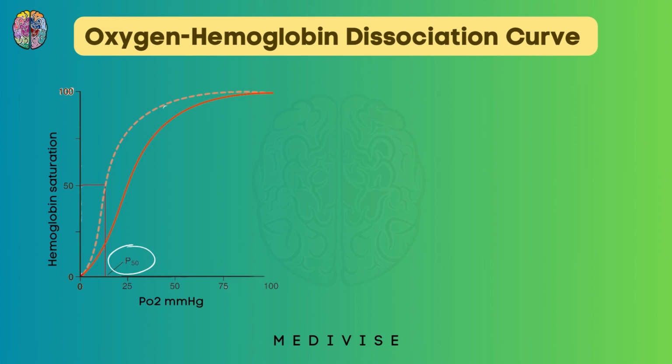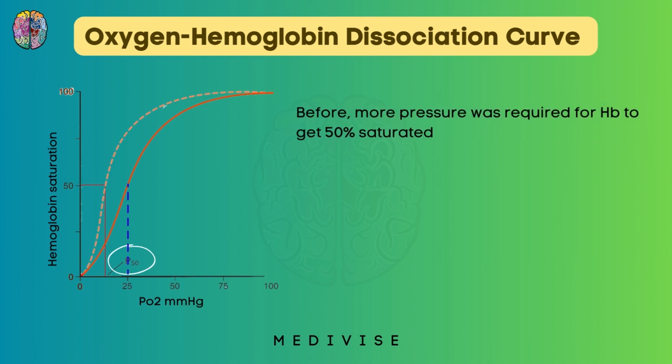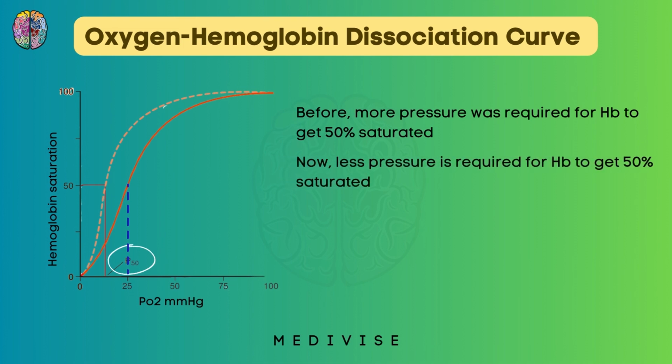So again, let us see the P50 point and let's draw a perpendicular line for the normal OHDC. Now let's compare. We can see that before, more pressure was required for hemoglobin to get 50% saturated. But now less pressure is required for hemoglobin to get 50% saturated. Just imagine that we gave a little pressure and a lot of hemoglobin got saturated. So what does this mean?